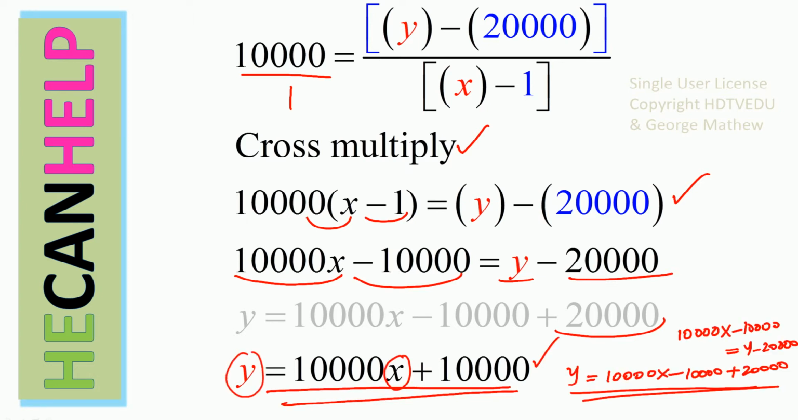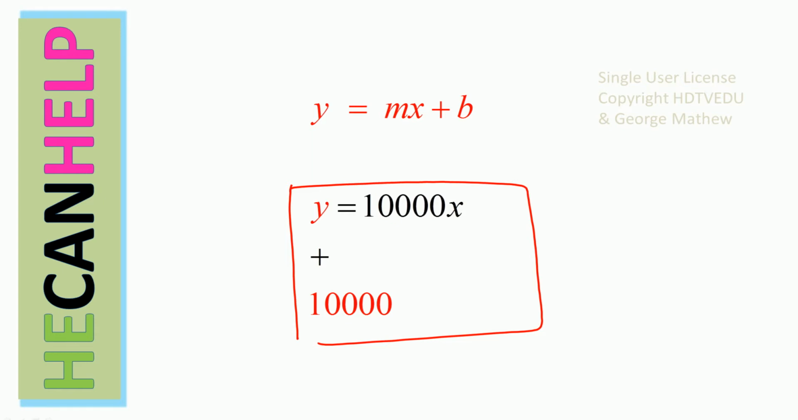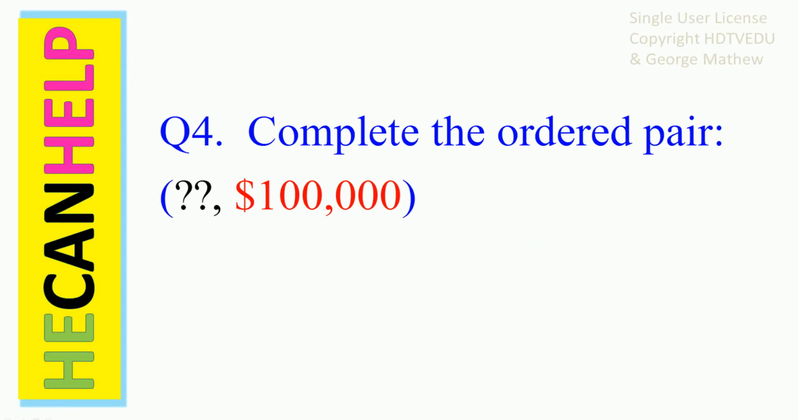You can substitute for y. You can substitute the income that you want to have in your account and solve for x, the year during which that will happen. Isn't that nice? So this is our equation. Y is equal to 10,000x plus 10,000. Once we have this, it's easy for us to substitute y is equal to 100,000. So when do you have $100,000 in your account?